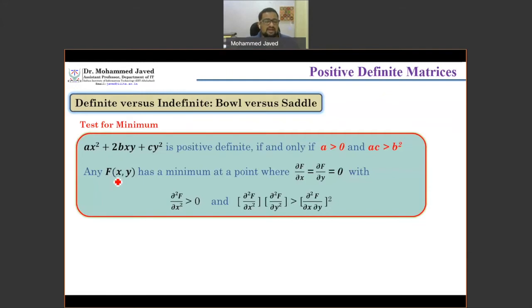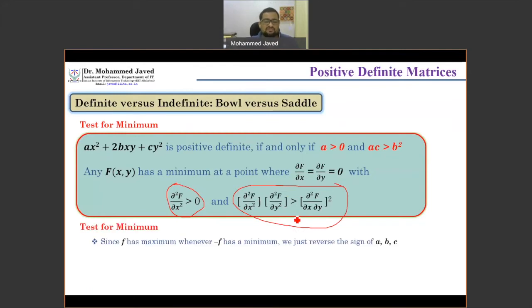Now any graph, that is capital F of x comma y, has a minimum at the point where del f by del x equals del f by del y equals 0, with the second derivative with respect to x greater than 0, and del square f by del x square multiplied by del square f by del y square should be greater than del square f by del x del y whole square. So this is the condition, by taking the derivatives.